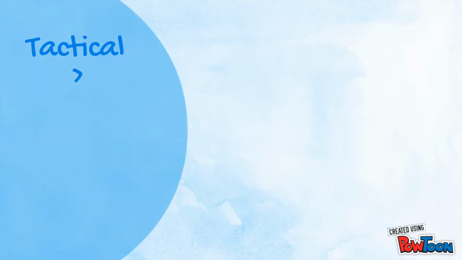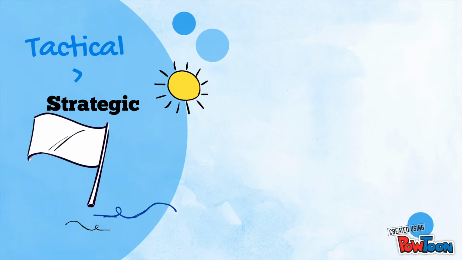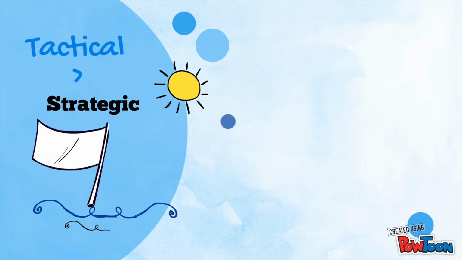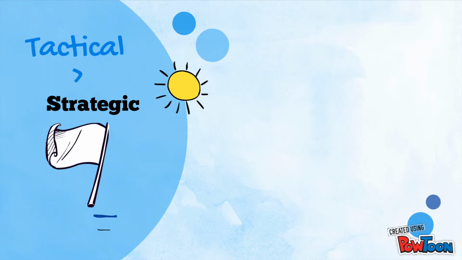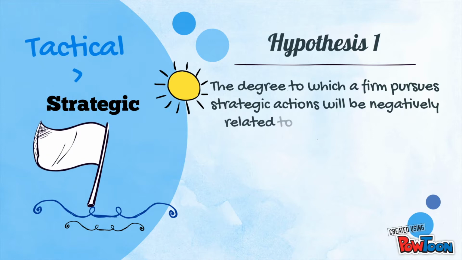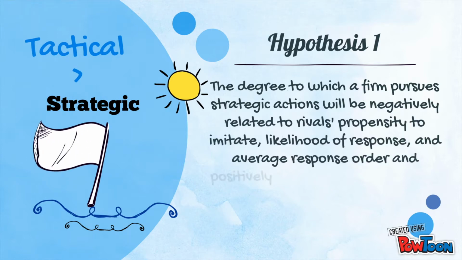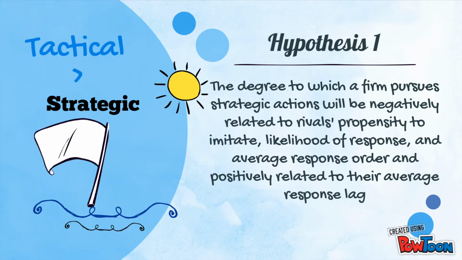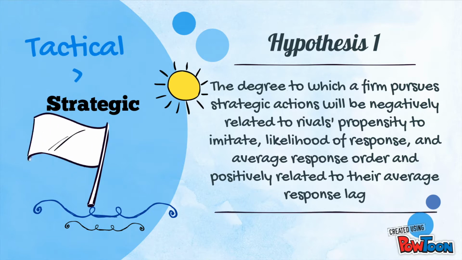There will be more responders to tactical actions than strategic actions, and a given firm will have less opportunity to be the first among a group of responders to respond. The overall hypothesis is strategic actions will negatively affect imitate, likelihood of response, and average response order, and positively affect average response lag.